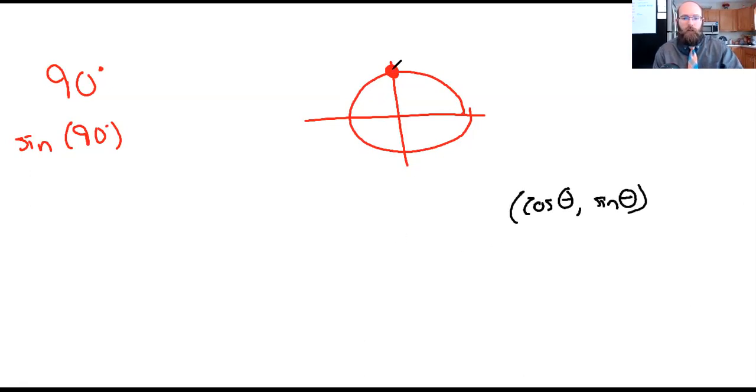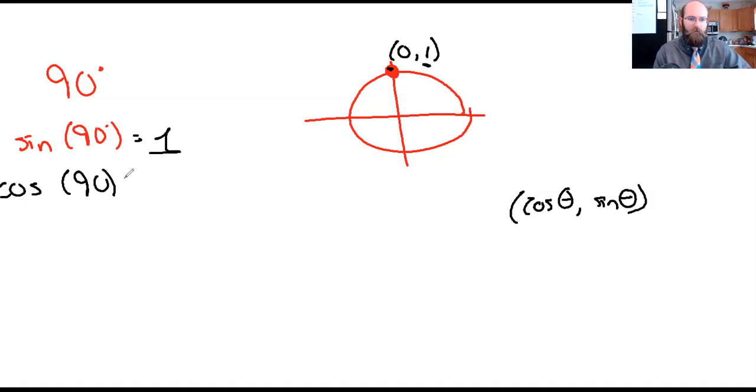So at this spot, what is my coordinate point? Well, it's going to be 0, 1, because I'm left and right 0, and I'm up 1. So which one of those is my sine? Well, that is the second one. So sine of 90 is 1. Cosine of 90 degrees, it's going to be the x part of that coordinate, so it's going to be 0.